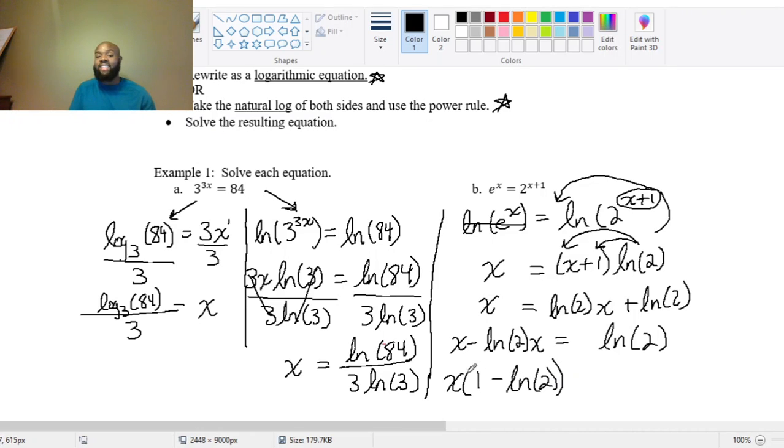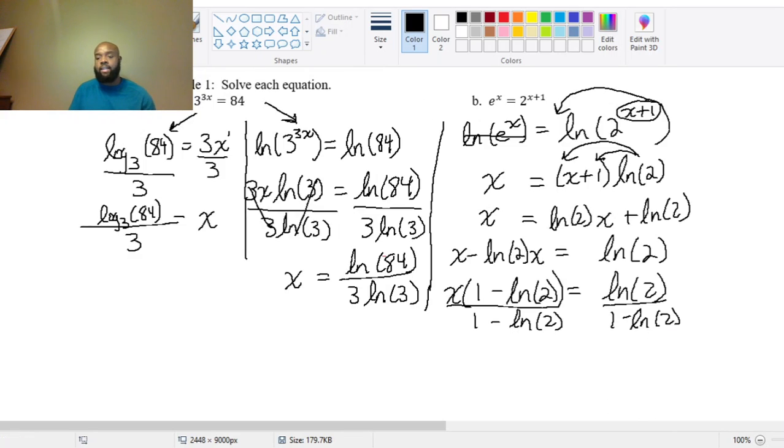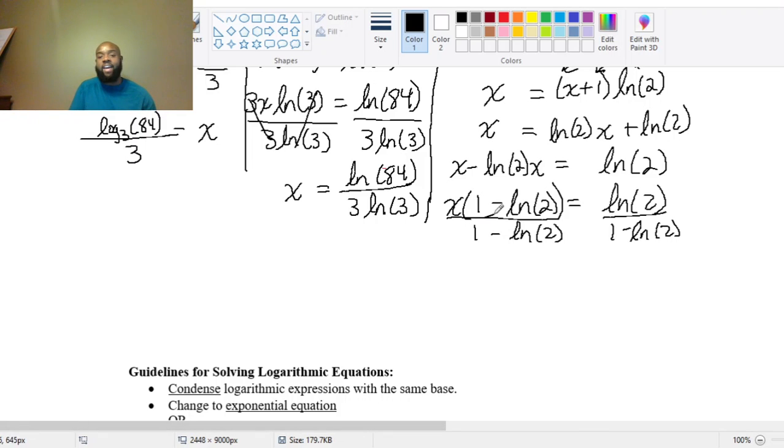But I can factor out an x out of both of these terms. And remember, this is just a number, right? So if I have x times a number, I can divide both sides by that number to isolate my x. And I can see right here that it cancels on my left-hand side, and so I'm going to get x equals the natural log of 2 over 1 minus the natural log of 2. And so that will be the solution to my equation here.